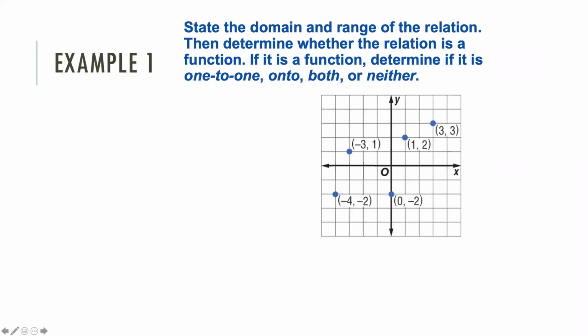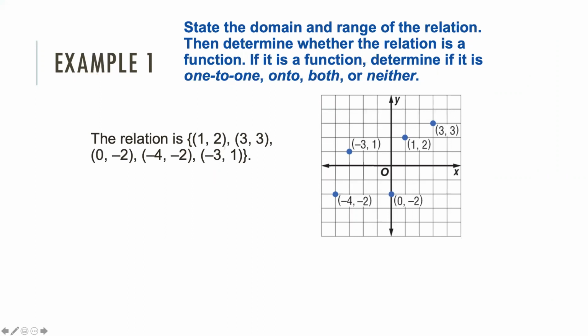So let's take a look at our first example. State the domain and range of the relation and determine whether the relation is a function. If it is a function, determine if it is one-to-one, onto, or both, or neither. So here is our relation plotted for us. And so we're just going to list our coordinate points as (1, 2), (3, 0), (-4, -2), (-3, 1).